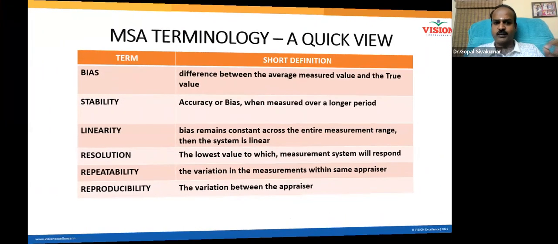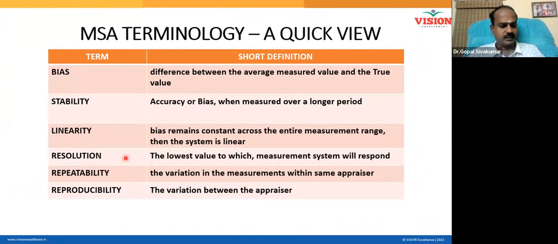And resolution. What is resolution? The minimum signal to which your measuring equipment can respond, or the minimum output that can come out of your measuring equipment, or the difference between the two consecutive readings of your measuring equipment. These are all nothing but resolution. In simple language, nothing but the least count. All of you know least count, right?